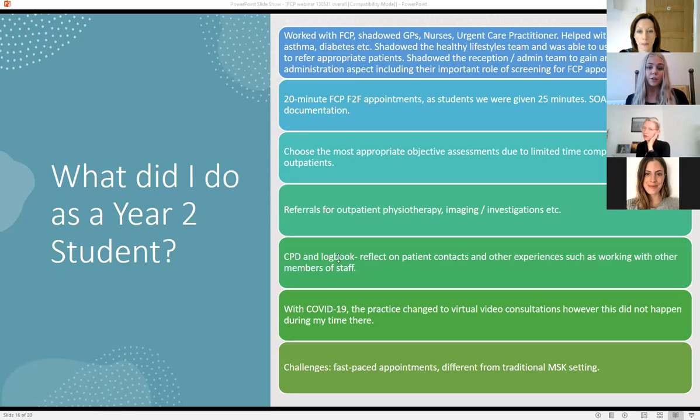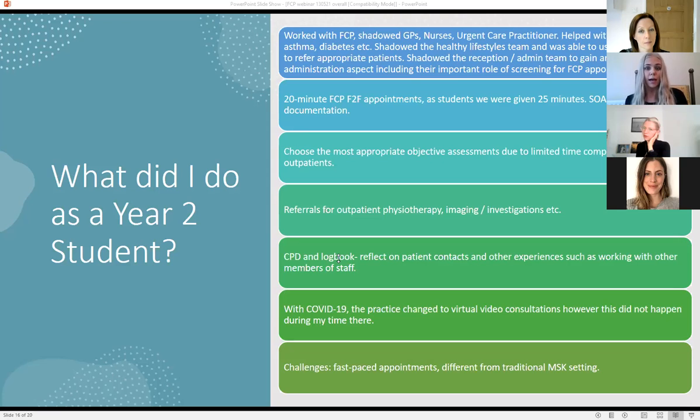I also shadowed the healthy lifestyles team as well. And this was really useful because after shadowing this healthy lifestyle service, I was then able to use the knowledge that I'd gained from that to refer patients on who were appropriate for that service when I was actually seeing patients as a student. So that was really, really helpful.